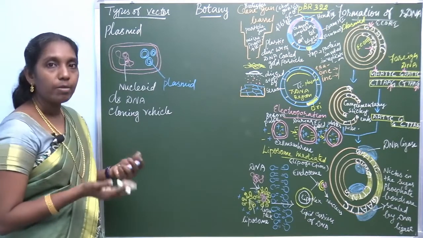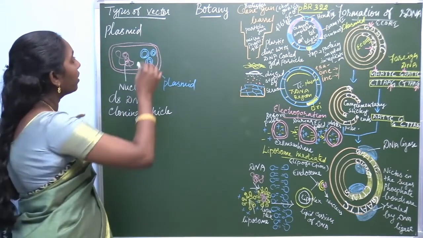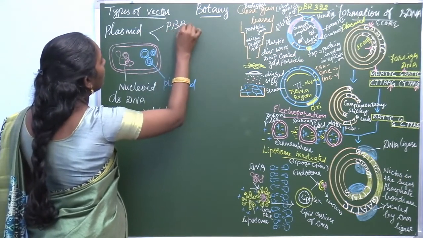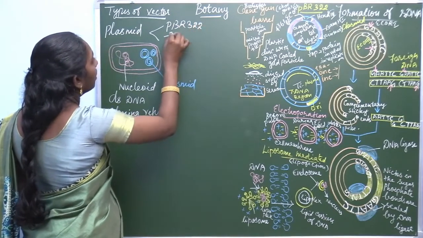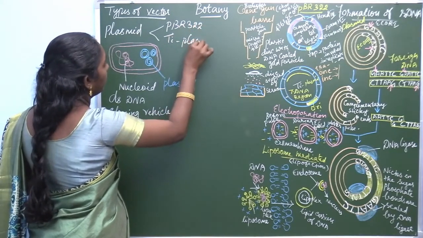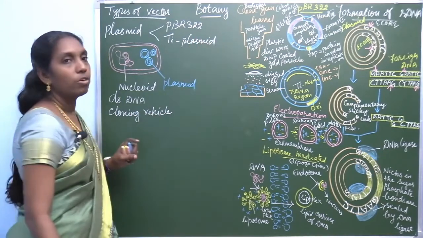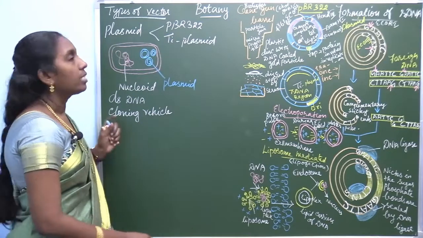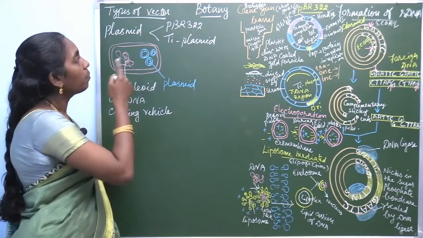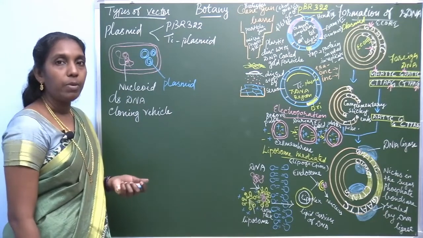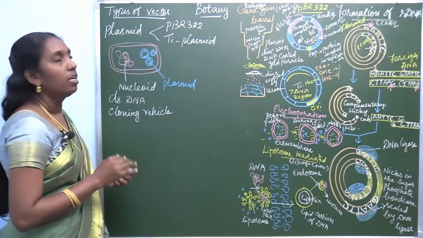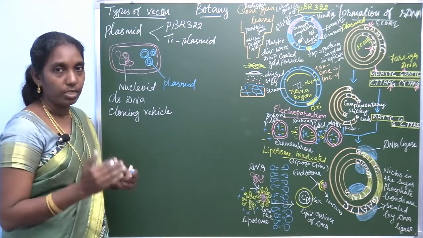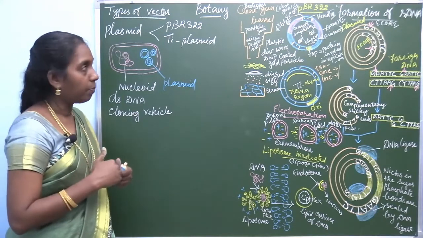So there are different types of plasmid. In your book, two different types of plasmids are given. One is pBR322, another is the Ti plasmid. Today you are going to concentrate on these two types of plasmid. pBR322 is a reconstructed plasmid.